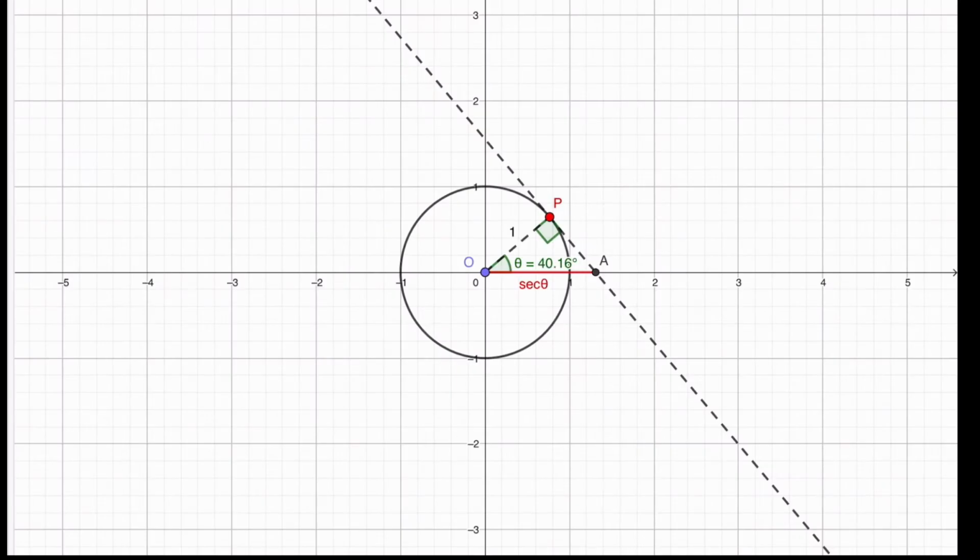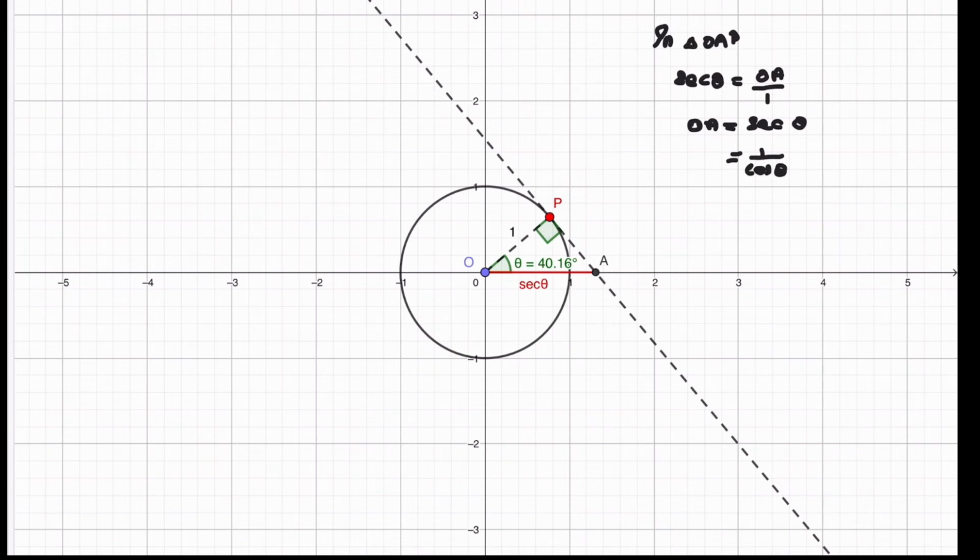Now, we will see secant function and its graph. Let us consider this unit circle. In triangle OAP, secant theta is hypotenuse, which is OA, upon the adjacent side, which is the radius 1 unit. Therefore, OA gives secant theta value, and secant theta is 1 upon cos theta.